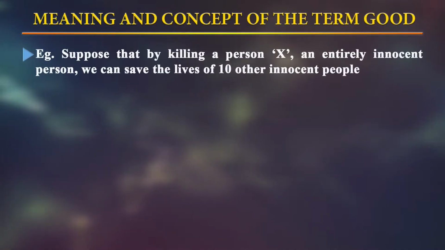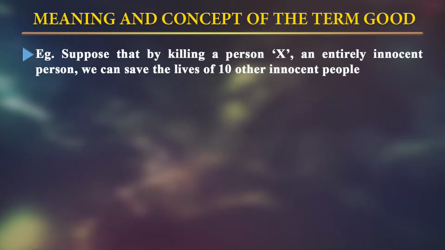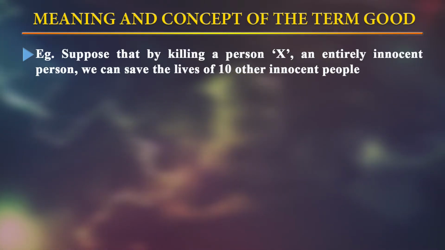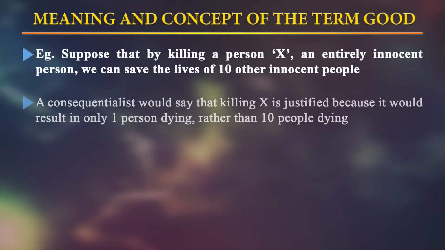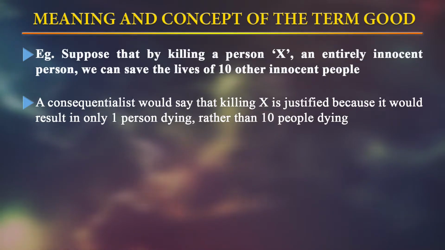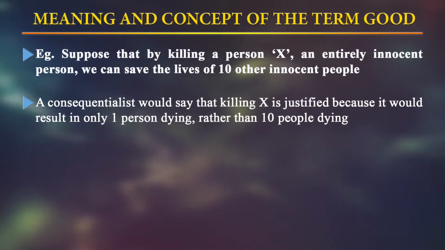For example, suppose that by killing a person X, an entirely innocent person, but by letting that person die, we can save the lives of 10 other innocent people. So, in this situation, a consequentialist would say that killing X is justified because it would result in only one person dying rather than 10 people dying.